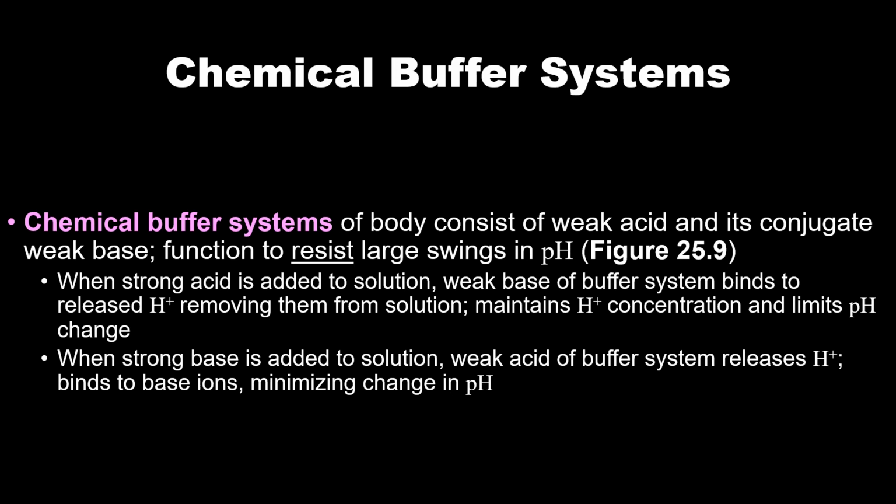The buffering capacity that we're talking about here for body fluids is called the alkaline reserve. When the alkaline reserve is depleted or runs out, acid-base imbalances then occur. And there are three main chemical buffer systems in the human body.